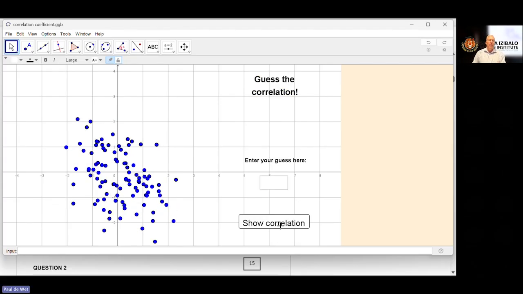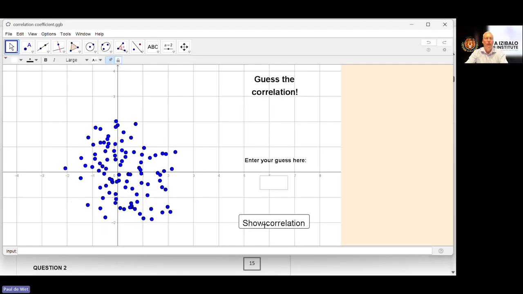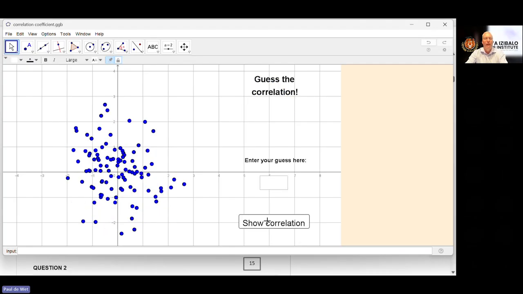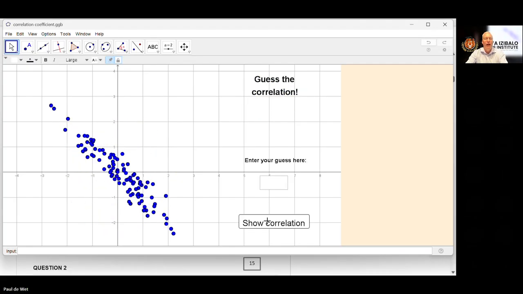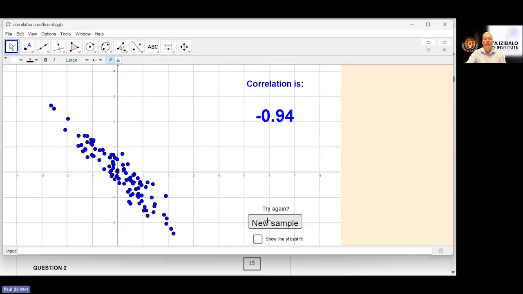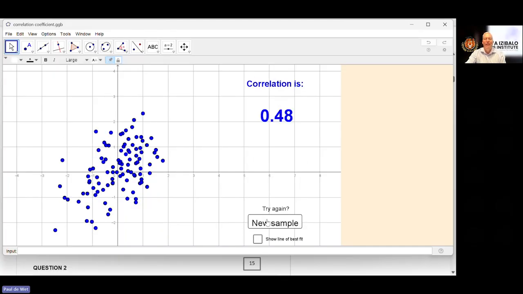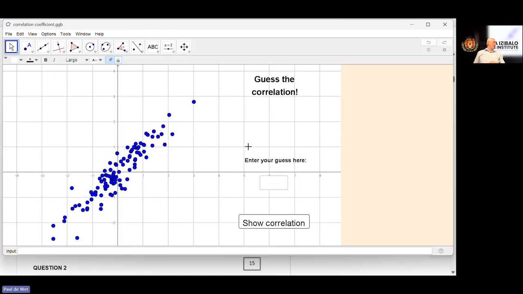Okay, let's do two more. I'm going to do a new sample. I want some more obvious ones here. Okay, I'm going to do another one. Let's do this one. Guys, remember, the closer it is to 1 and -1, the stronger the correlation.